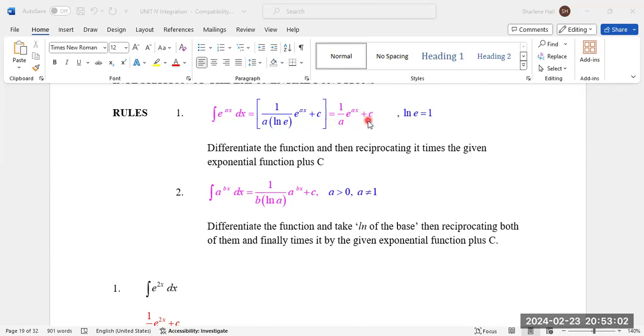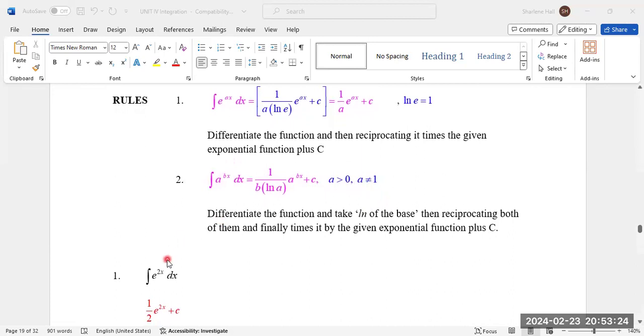I forgot to put 1 over b. And why b this time? Because the power is b of x, or bx. So when I differentiate bx, I get b. So I put 1 over b ln a, times all of this, plus c. And we know that a is greater than 0, and a cannot be equal to 1. All right? I will just do that one example.